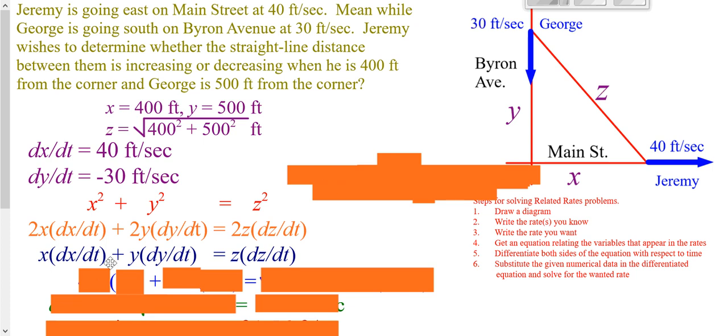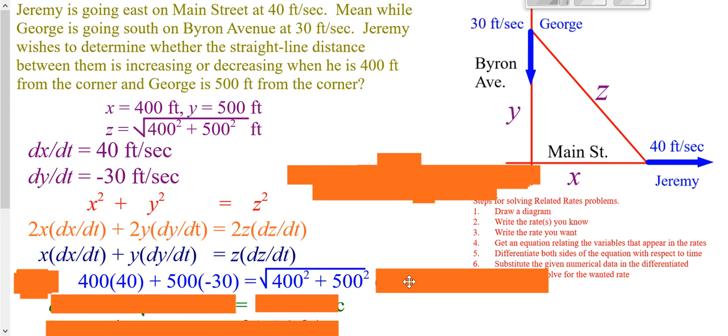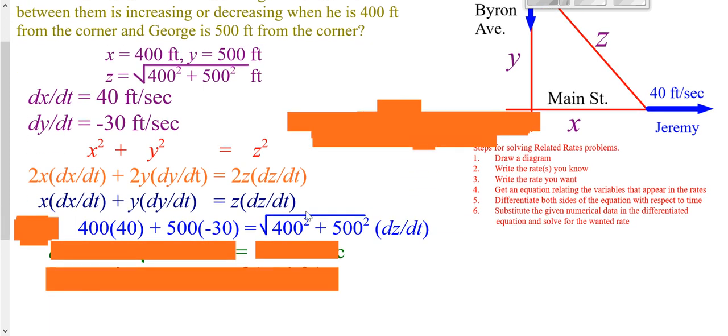Then all we have to do is start throwing stuff in. We know x is 400. We know dx dt is our 40. We know our y is our 500. We know our dy dt right here is negative 30. And we know our z ends up being this. We can throw that in. Now we could simplify that a little bit. I just didn't. And that's got to then have our dz dt, what we're looking for, hanging out by it. So all we have to do is go ahead and simplify this down.